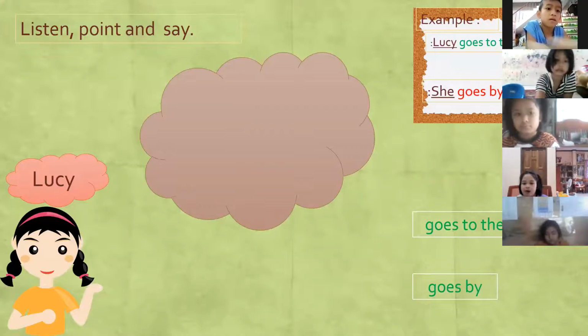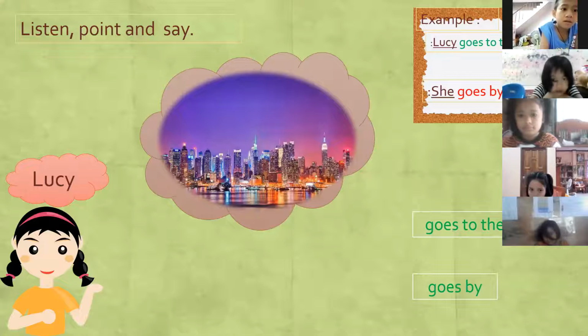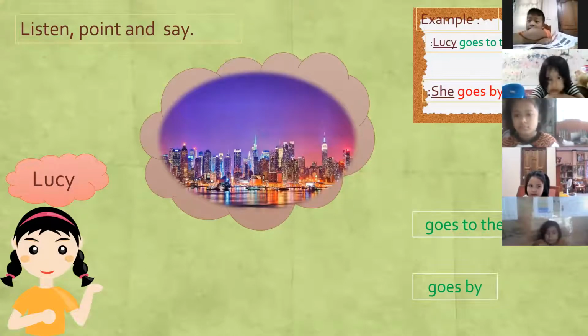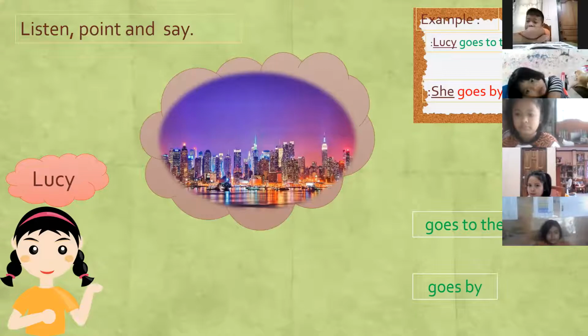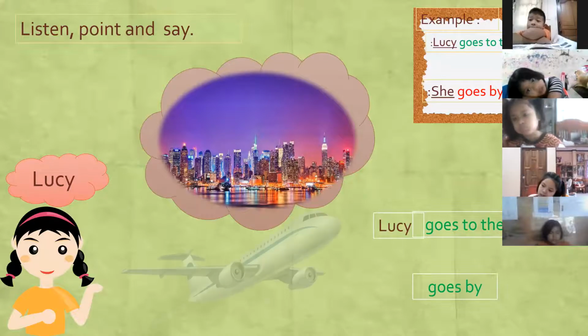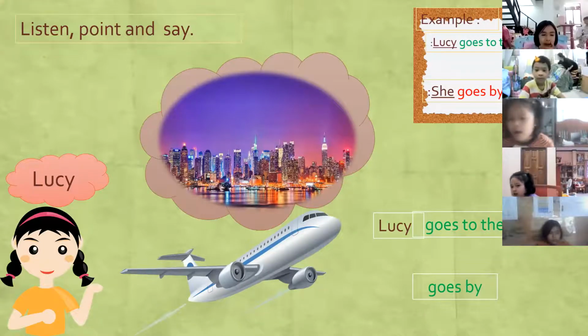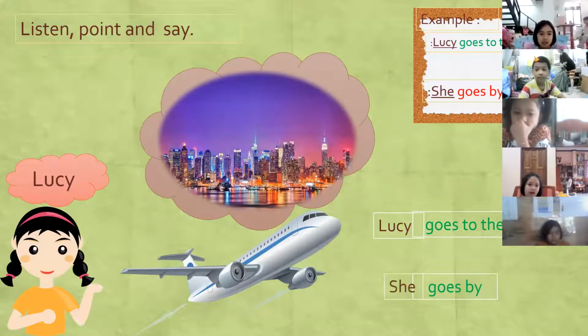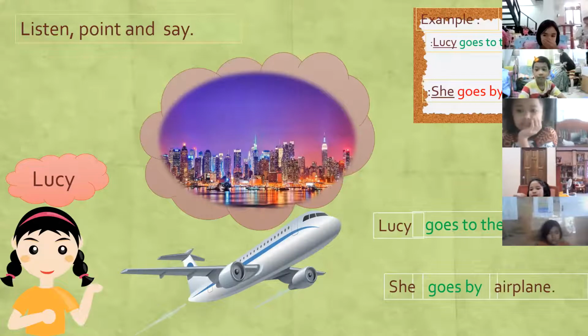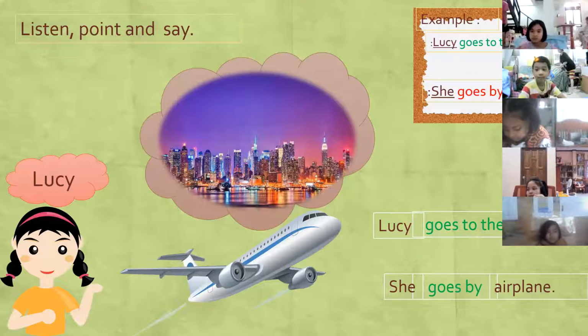Okay, this one. Lucy again. What is this? City. What's the sentence? Lucy goes to the city. Correct. And then? She goes by plane or airplane. It's okay, it's the same. So we have here, Lucy goes to the city. She goes by airplane.